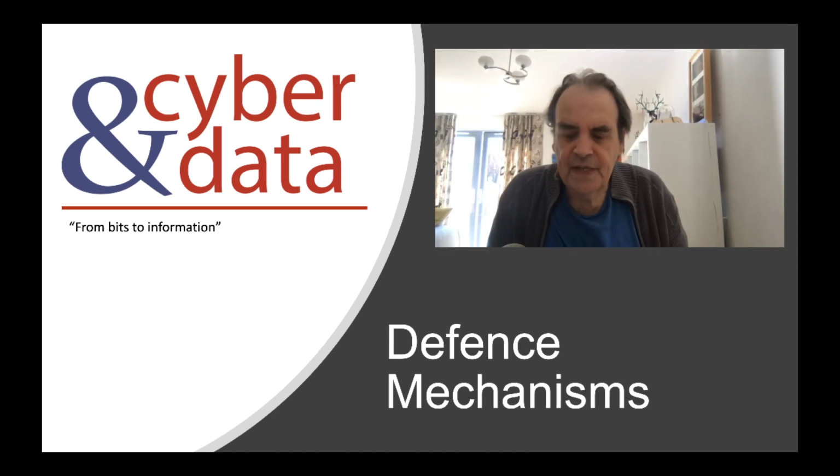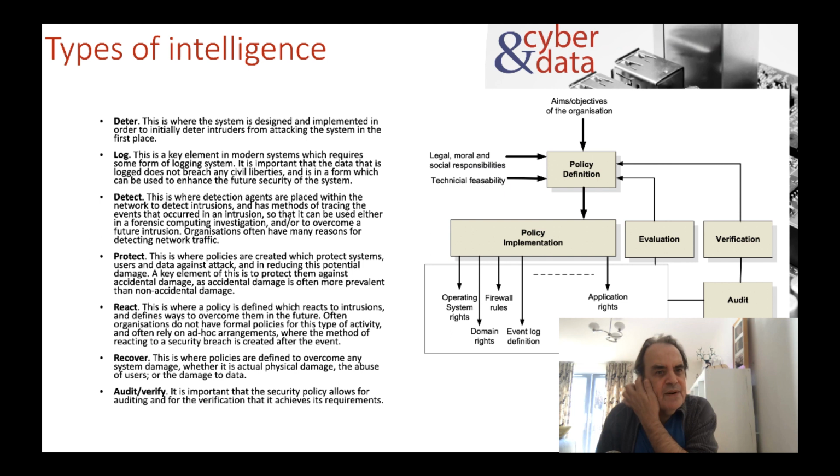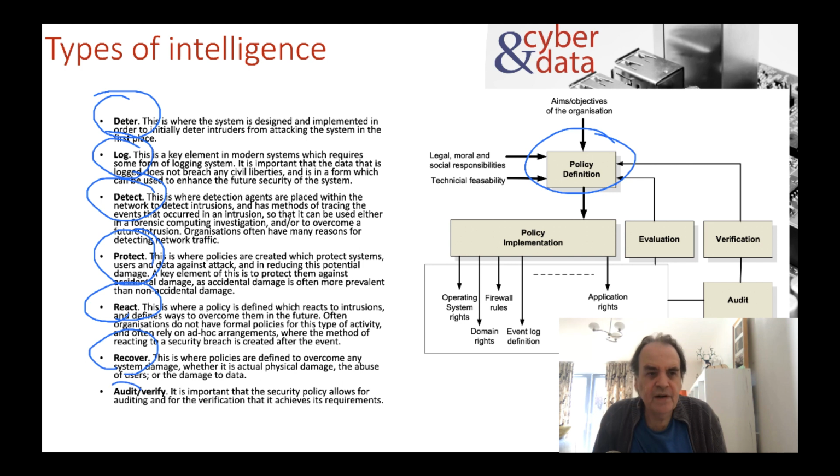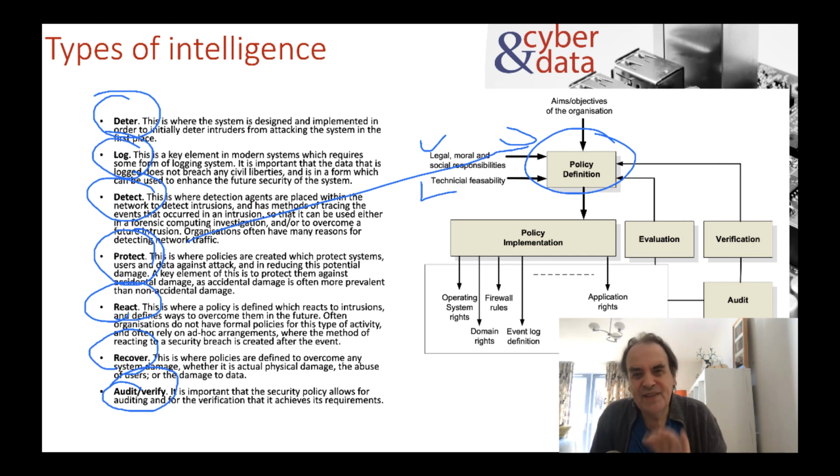Okay, so let's look at some defense mechanisms that we would set up on our network infrastructure. So we would generally define a policy, and that policy aims to deter an intruder, an insider or an outsider. It will log events, detect when things are happening. It will try to protect our network infrastructure, also define how we react and possibly how we recover and how we can audit and verify. So each of these possibly goes into our policy definition, along with our moral, legal and social responsibilities, and whether something is really technically feasible or not.